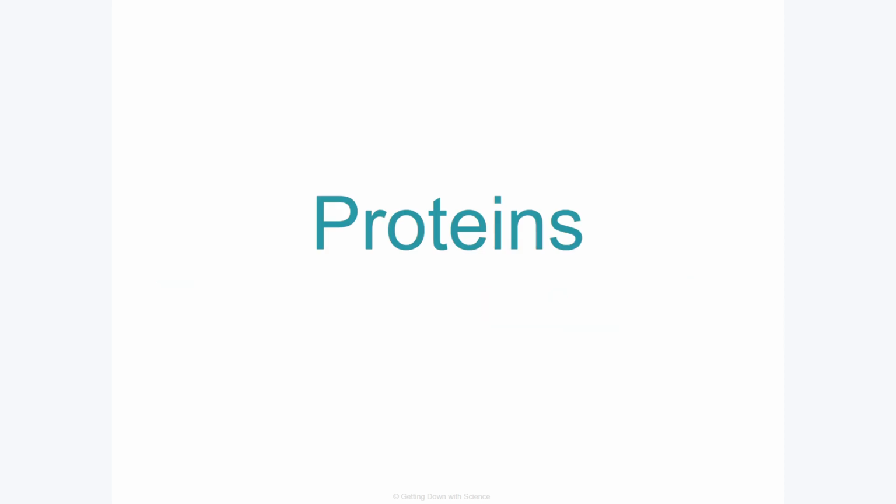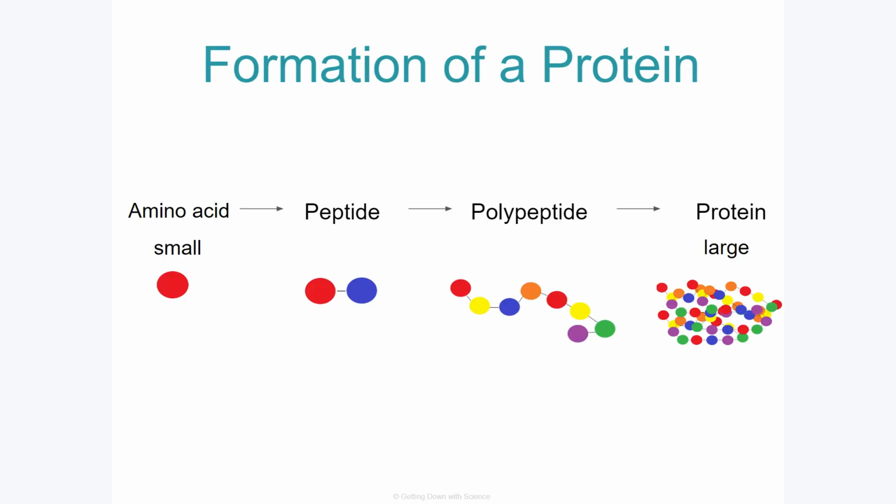So we are going to move on to proteins. The formation of a protein happens in a couple of steps. We've got amino acids, which are small individual units, not even a protein yet. Then they come together and form a peptide. Then those peptides join with other peptides to form a polypeptide. And those polypeptides come together and fold within each other to make a protein. Proteins are super important. They're what we use to live and perform most of our functions every day.